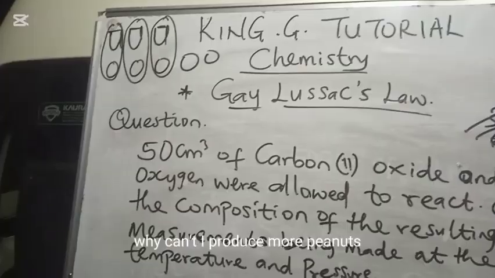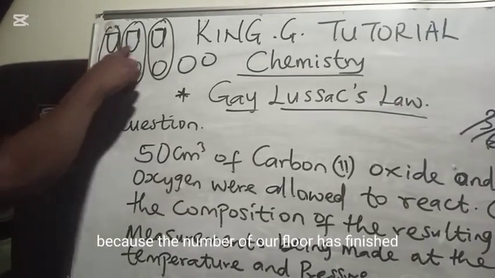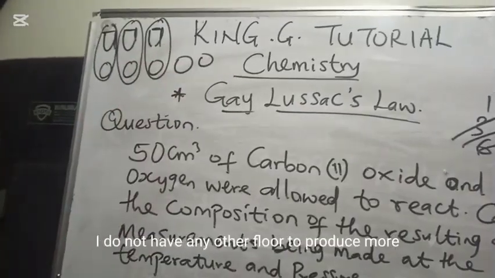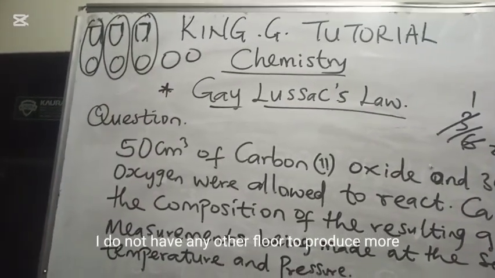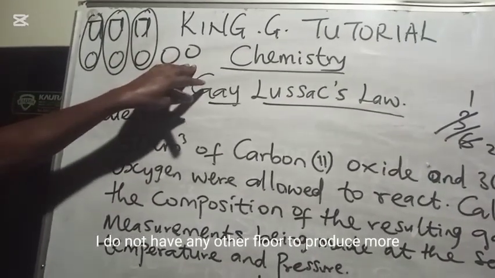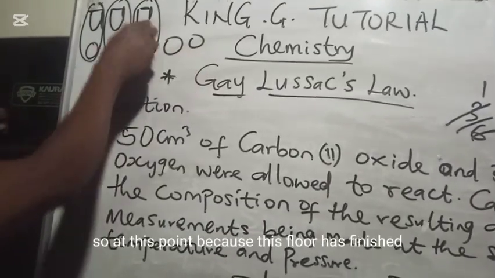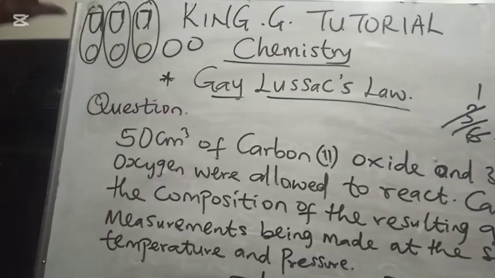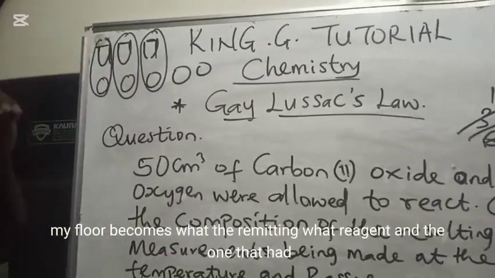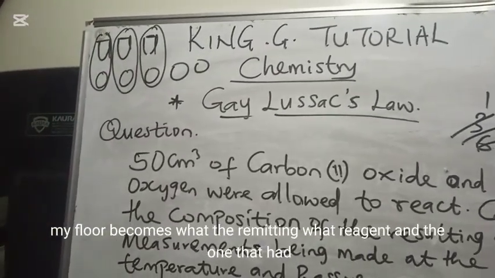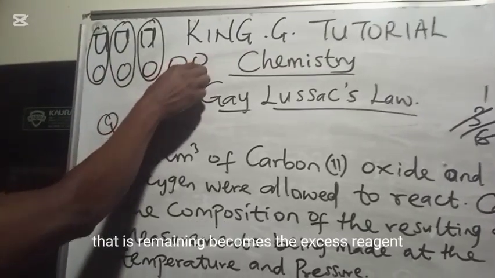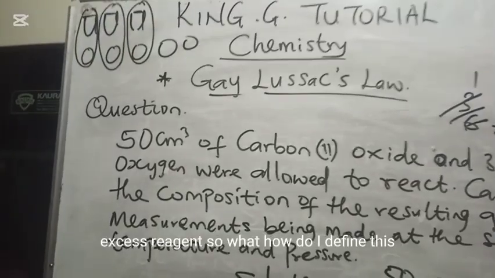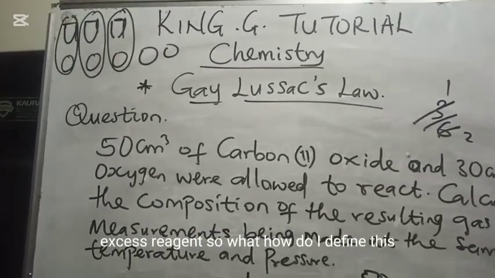Why can't I produce more peanuts? Because the flour has finished. I do not have any other flour to produce more, but I still have granules remaining. So at this point, because this flour has finished, my flour becomes what? The limiting reagent. And the one that is remaining becomes the excess reagent.